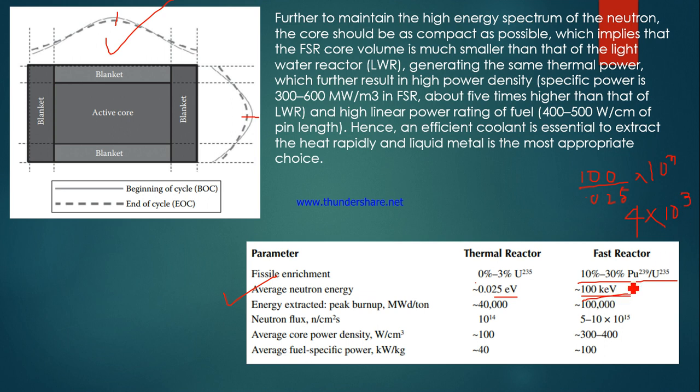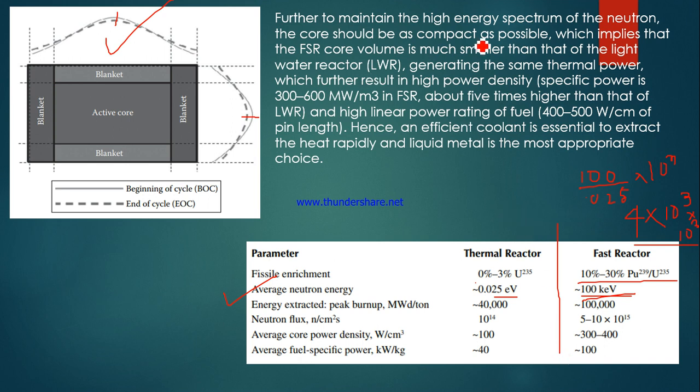No, it is kilo electron volt. So 4 into 10 to the power 6 times higher, the average energy of the neutron. Okay, and the energy extracted will also definitely be higher. The neutron flux is higher. The core power density is higher. All these things are higher in case of fast reactor.